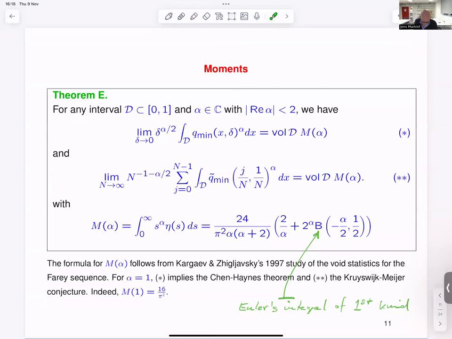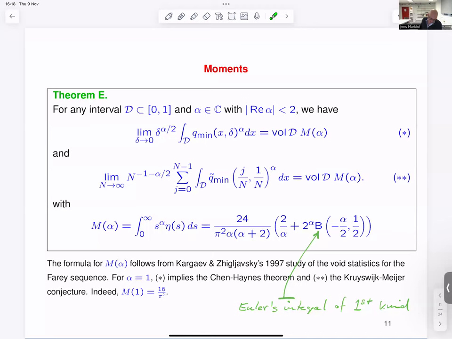Now, of course, having convergence in distribution doesn't imply the convergence of moments, and that was precisely what Chen and Haynes proved, and also the proof of the Kruyswijk-Meijer conjecture that I had on the previous slide by Balazard and Martin. So we need to do some extra work to get this. And what I'll show you now is that we can use the techniques that I'm going to show you to even get convergence of moments and therefore get an extension of the theorems that were just restricted to the expectation value.